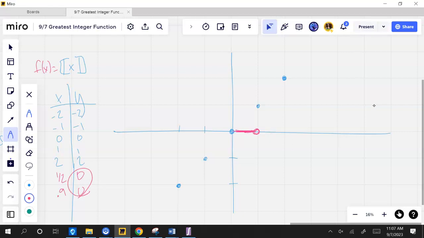Do the same thing at 1. When I go past 1, it's still giving me 1 until I actually become 2. And that's the point that it jumps. So that's what your staircase or step function looks like, with nothing done to it, just this.